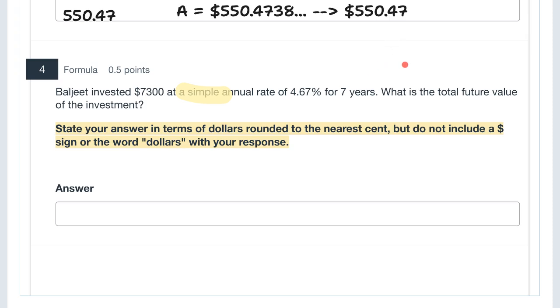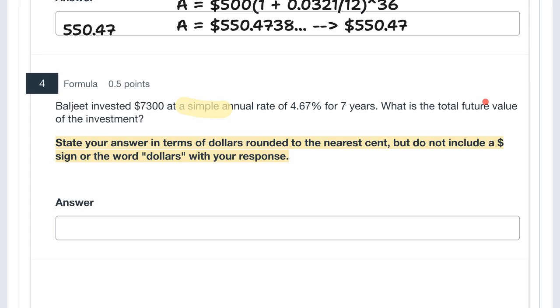Notice how those two were compounded. This one here is simple. And since it is simple, that means we are going to be using the I = PRT formula, right? And since this asks for the future value, realize the future value A has to be the original principal plus the interest. So we need to find the interest and then add it to the original principal.